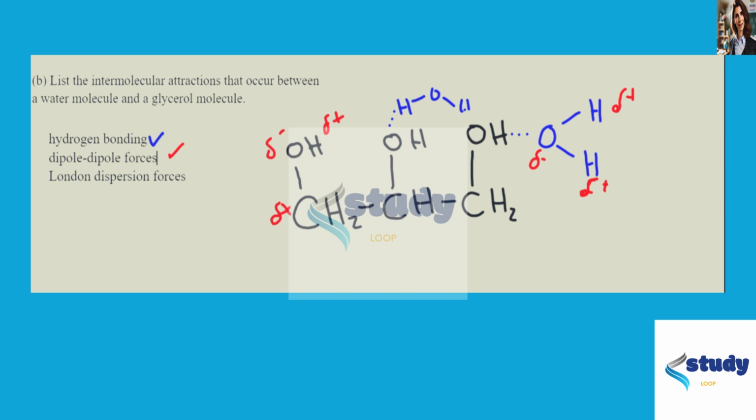And then finally, London dispersion forces. We can have the dipole in the water cause a shift in the electrons along this carbon-hydrogen chain that can polarize. So we can polarize the carbon-hydrogen chain and thus make it attracted to the water molecule. So that's where the London dispersion forces come from.